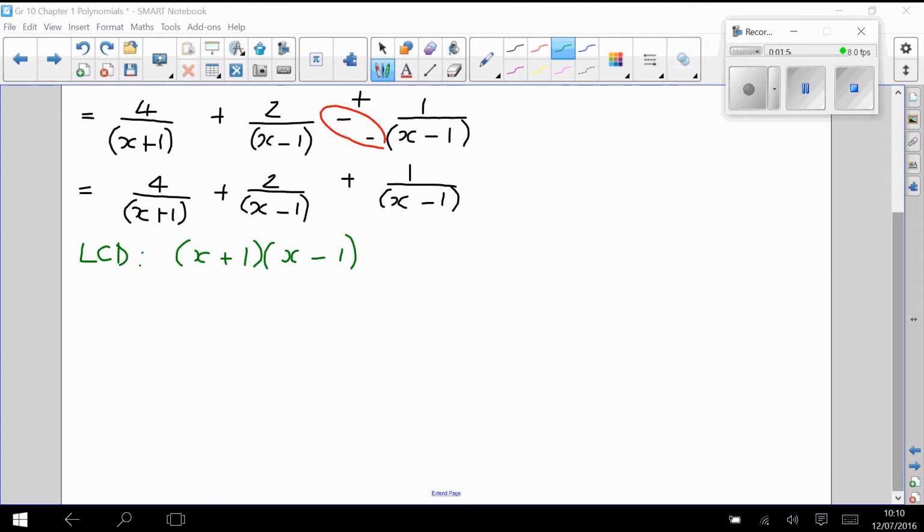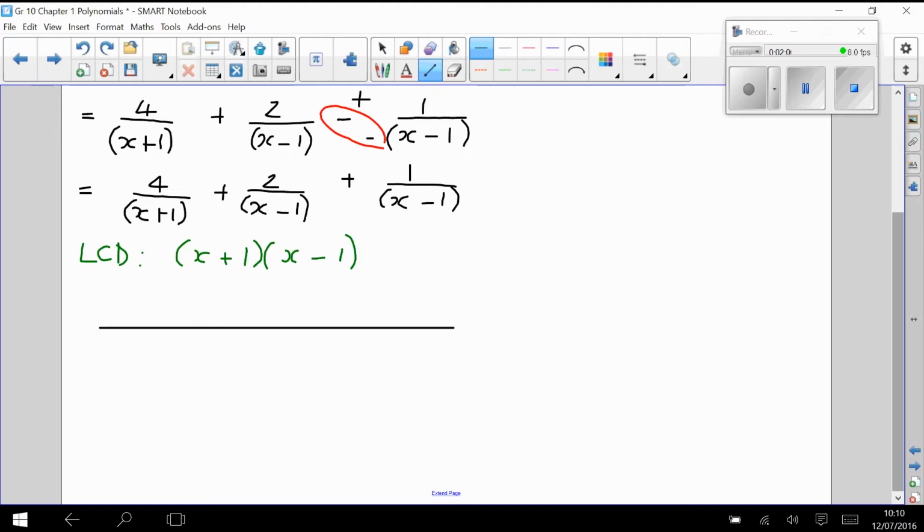Remember, I told you that the LCD gives you 2 parts of your sum. The first part that it gives you is going to be your common denominator. So you take your LCD and you write it down as the denominator of your single common fraction. The second thing that the LCD does is it gives you your restrictions.